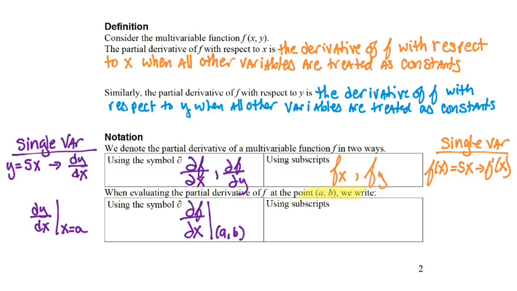And same thing, we can evaluate at a point. Going back to the single variable function, this isn't a derivative, but if we were going to plug a into a function or the derivative of the function, we'd say f of a. So in this case, we would say f sub x of (a, b), whatever the numbers are.